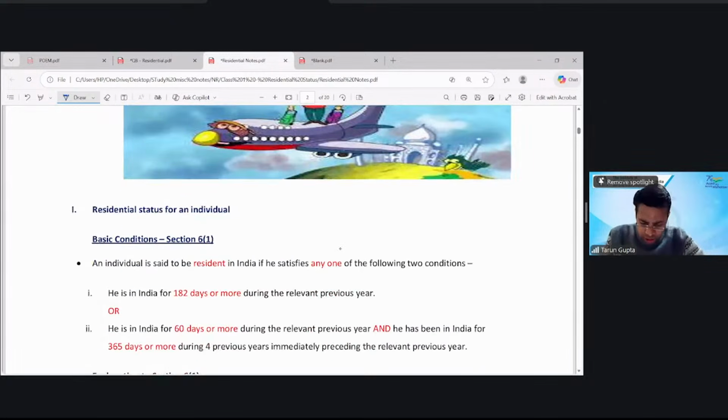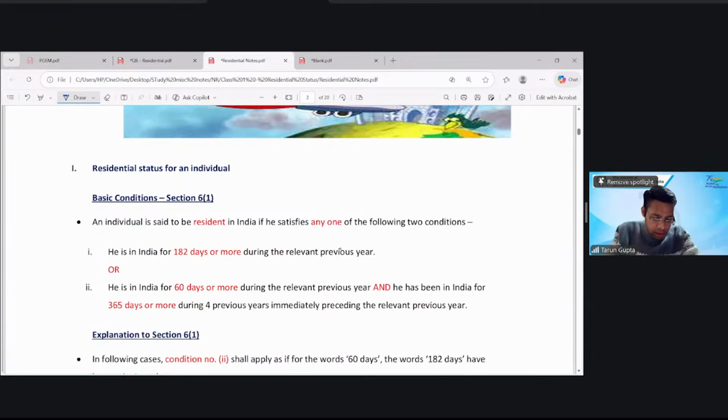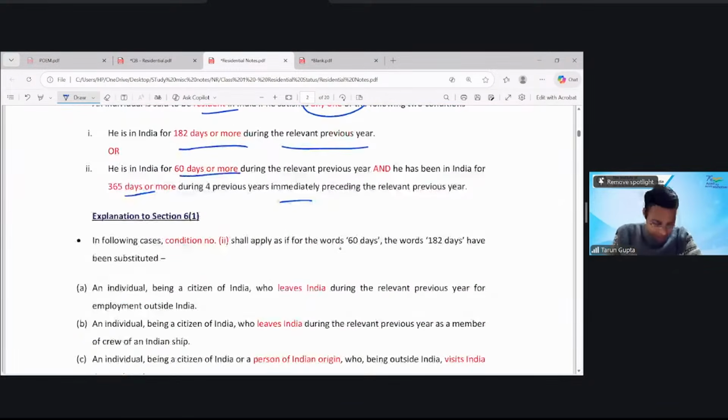Let's see the notes very quickly. We have already done all this. An individual is said to be resident if he satisfies any one of the following two conditions: in India for 182 days or more in the relevant previous year, or 60 days or more in the relevant previous year and 365 days or more in the 4 preceding years.